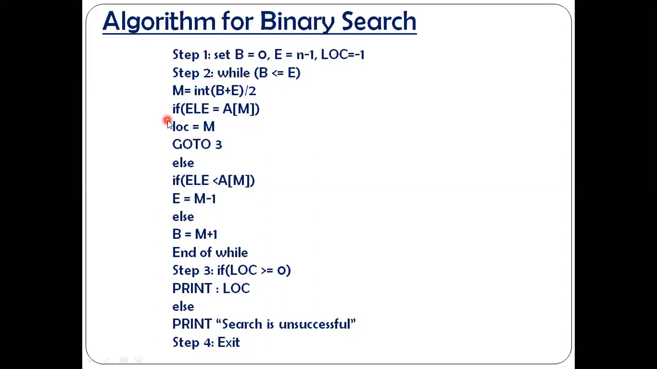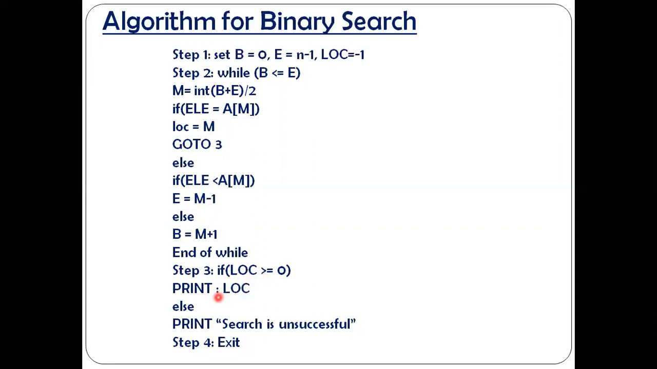If the searching element is not present in the middle element, we have to execute this condition. If element is less than a of mid, if the searching element is less than the middle element, we need to traverse towards the left half of the array. Here in the algorithm, e is equal to m minus 1, end is equal to mid minus 1. If this condition is true, we'll execute this. If this condition is false, I'm going to execute after the else, that is b is equal to m plus 1. After that I'm going to execute location is greater than or equal to 0. If it is true, I'm going to display an appropriate message.